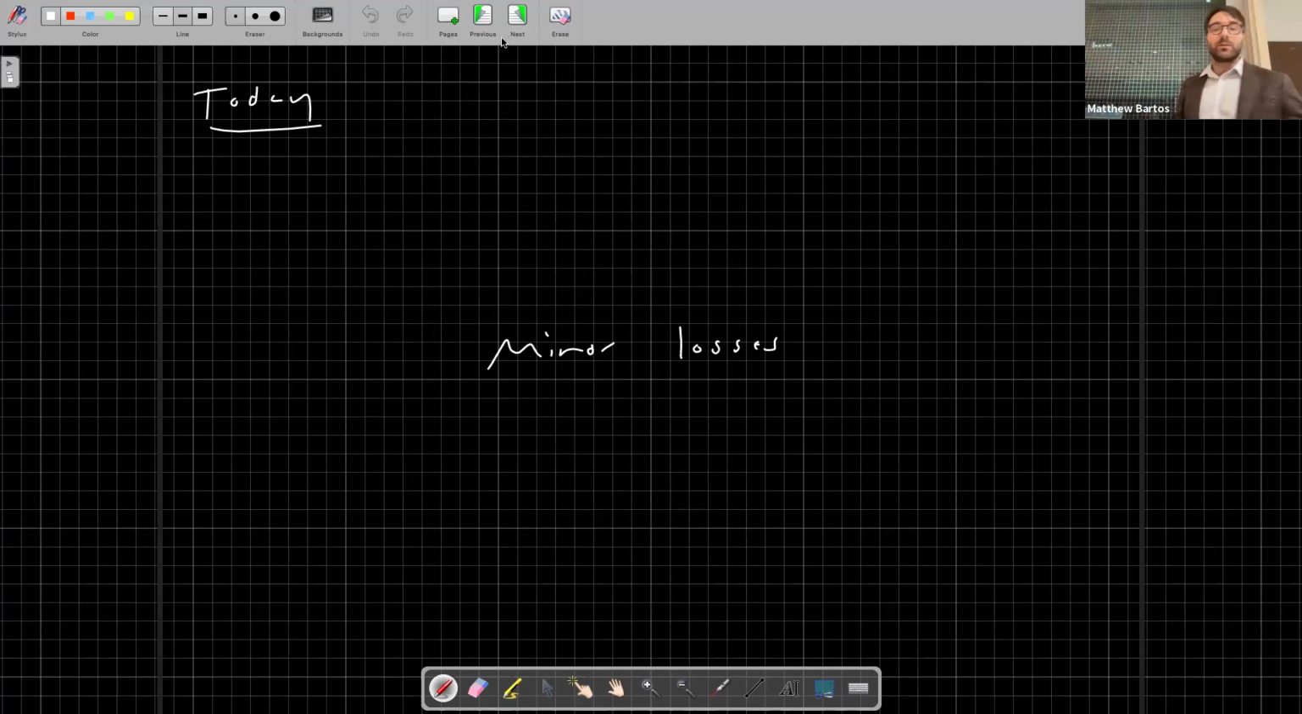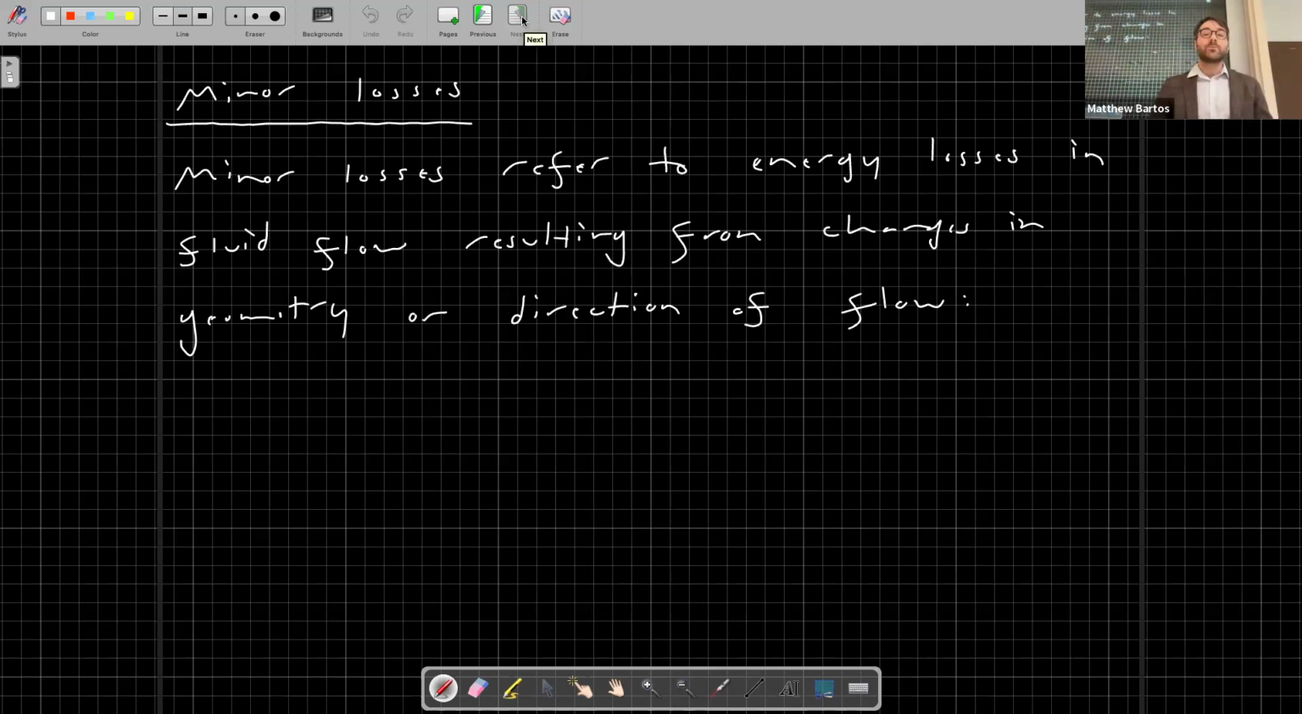So today I'm going to move on to our last topic in single pipe flow. After this point, we're going to be getting into pipe networks. Today's the last topic, which is kind of a review of some material from fluid mechanics with applications to hydraulic design problems. We're going to be looking at minor losses. Minor losses refer to energy losses in fluid flow resulting from changes in the geometry of flow or the direction of flow. So you encountered minor losses in fluid mechanics.